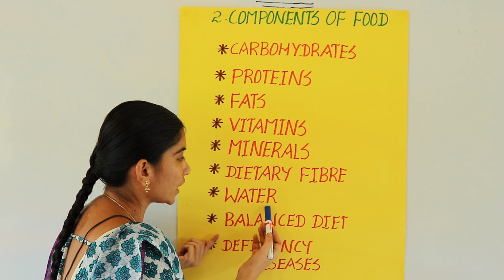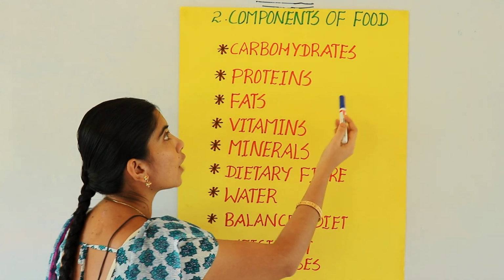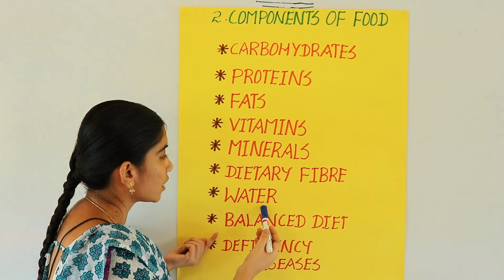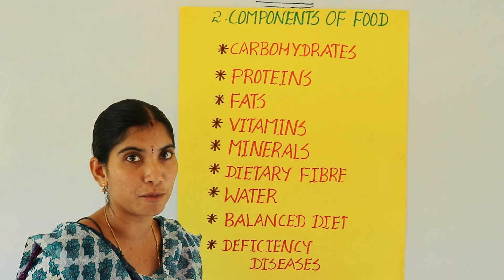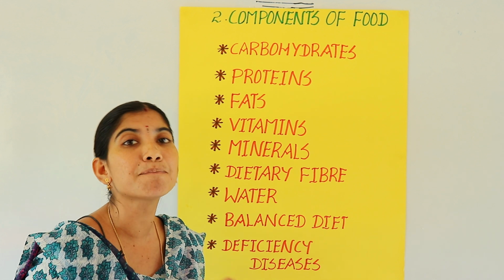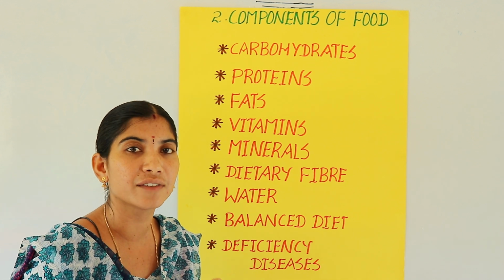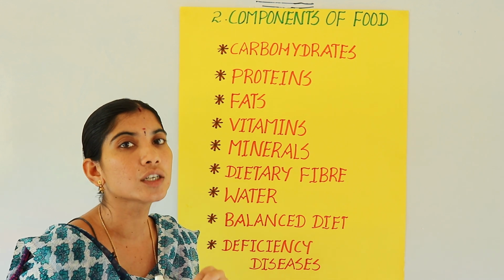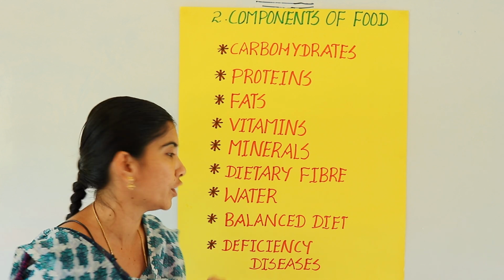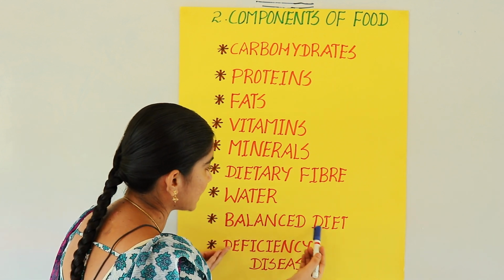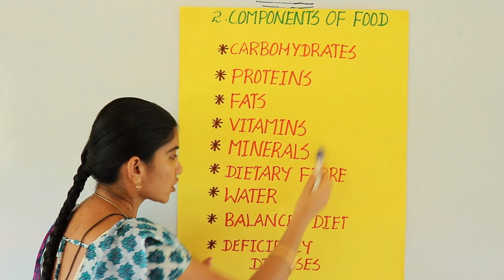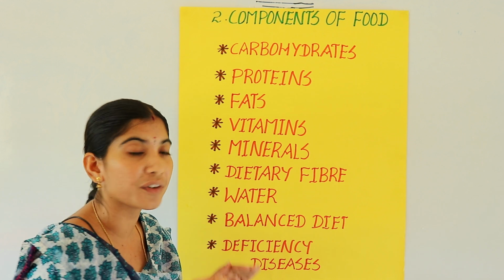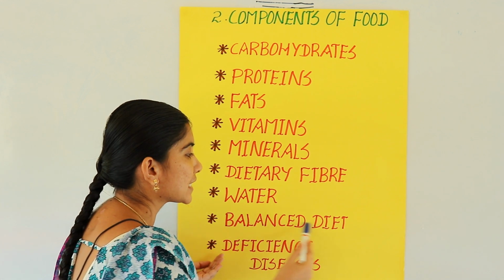Next one is water. You may wonder, we are talking about food items, so how does water come? Water also comes under food items. It is essential for our body because 60% of our body is filled with water. That also comes under the components of food. Next one is balanced diet. Balanced diet means food containing all of these components in the correct way.